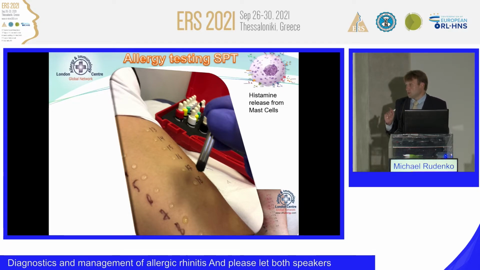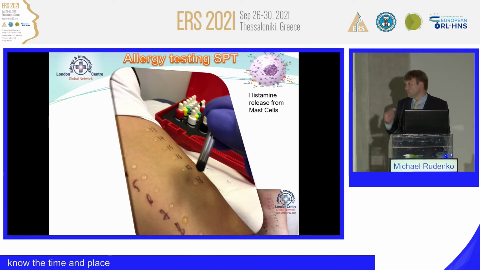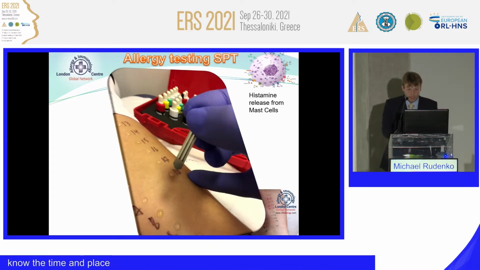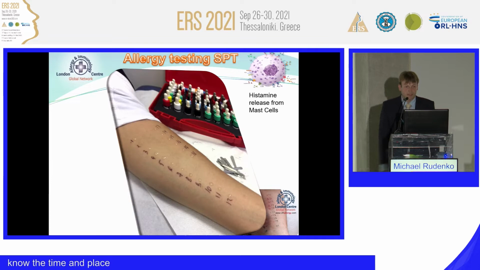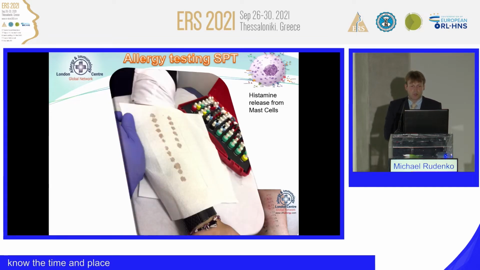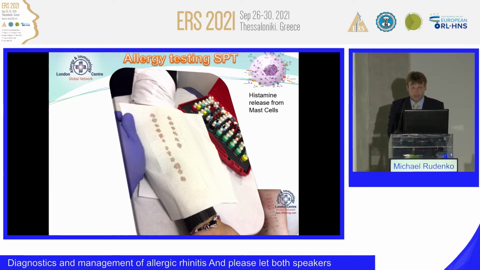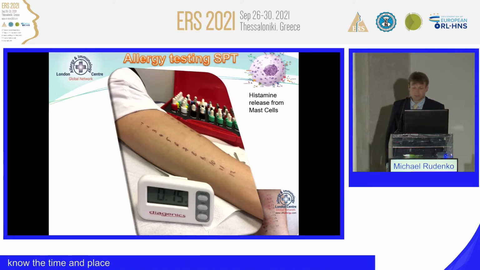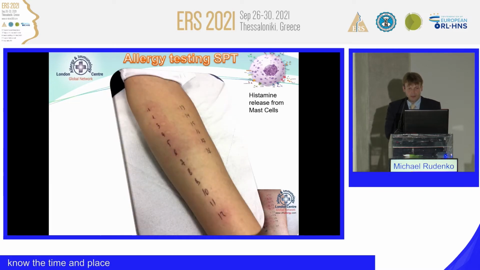What we also do: you don't see a lot of veins on this particular patient, but if there are many veins, you don't put the drop on top of a vein, you just avoid the veins so as not to give the allergen intravenously. Then it's all pricked, and then we need to wipe off the excess fluid and wait for 15 minutes, and then we will start measuring the results.